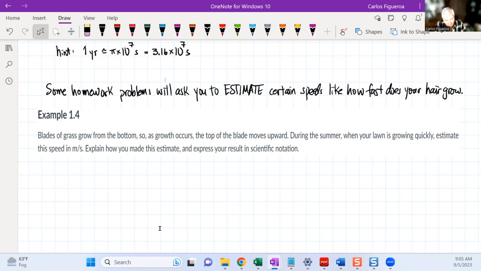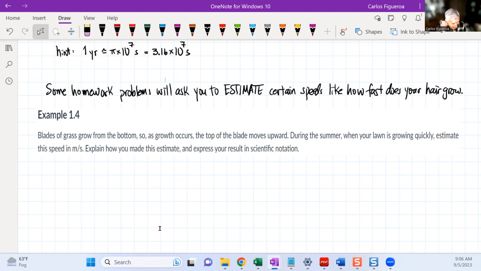So it says here in example 1.4, blades of grass grow from the bottom. So as growth occurs, the top of the blade moves upward. During the summer, when your lawn is growing quickly, estimate this speed in meters per second. Explain how you made this estimate and express your result in scientific notation. So let's look at this.